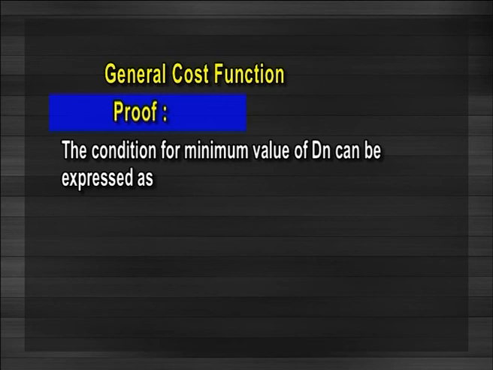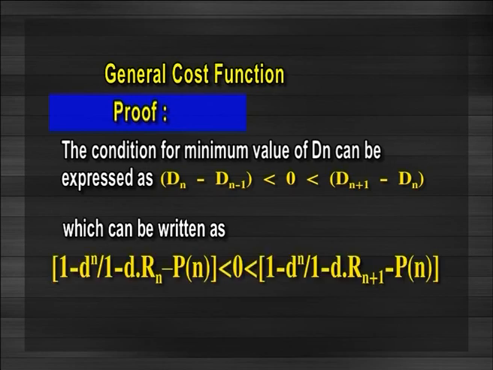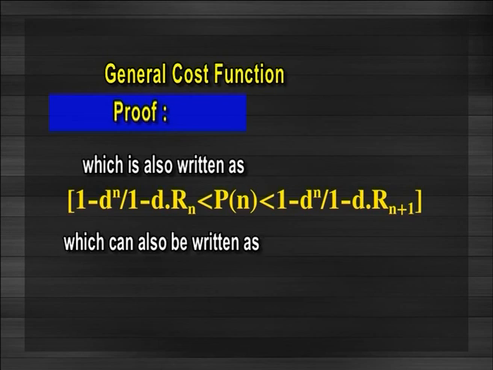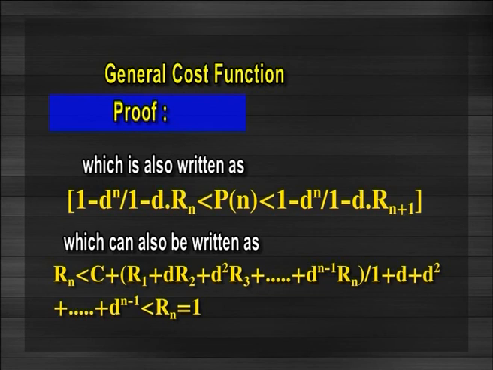The condition for minimum value of D of n can be expressed as D of n minus D of n minus 1 less than 0 less than D of n plus 1 minus D of n, which can be written as (1 minus d to the power n) by (1 minus d) into R of n minus P of n less than 0 less than (1 minus d to the power n) by (1 minus d) into R of n plus 1 minus P of n, which is also written as (1 minus d) by (1 minus d to the power n) into R of n less than P of n less than (1 minus d) by (1 minus d to the power n) into R of n plus 1, which can be written as R of n less than C plus R1 plus dR2 plus d square R3 plus up to d to the power n minus 1 Rn, by 1 plus d square up to d to the power n minus 1, less than R of n plus 1.